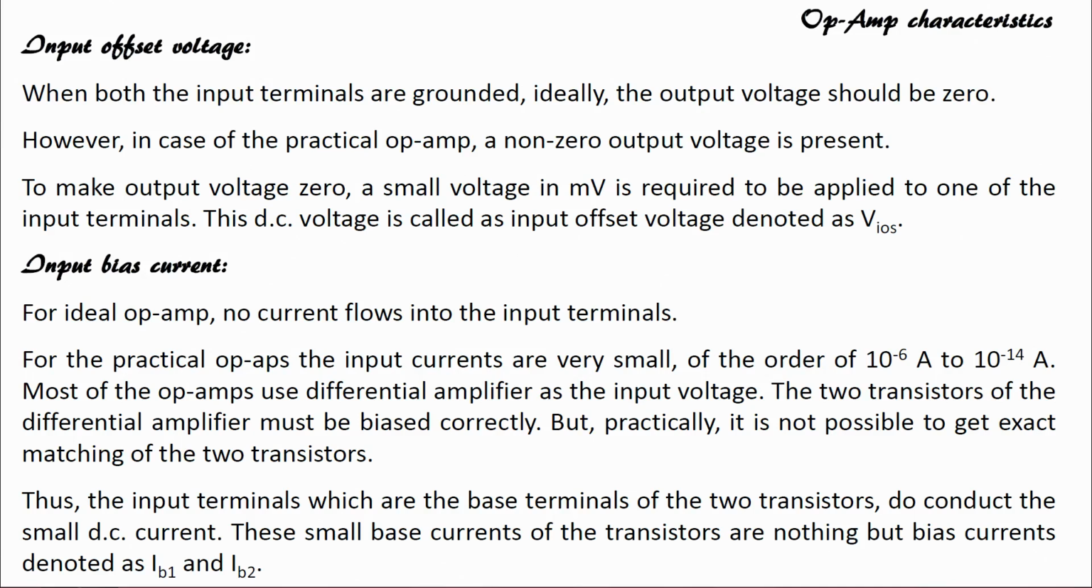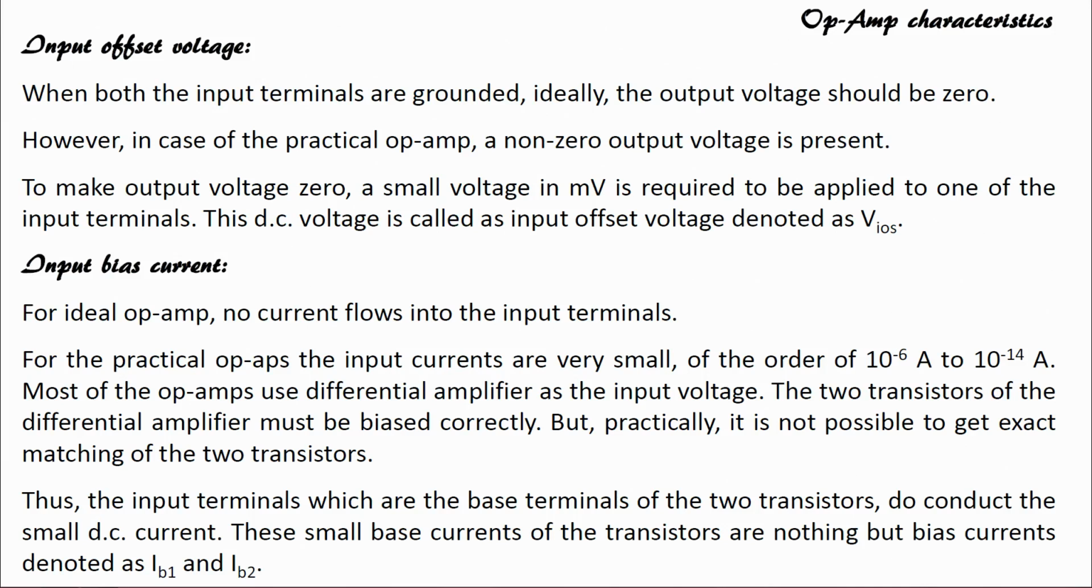You see why this happens? Because of the two transistors of the differential amplifier. Most op amps are used as a differential amplifier for the input voltage. The two transistors of the differential amplifier must be biased correctly, but practically it is not possible to get exact matching of two transistors, right.